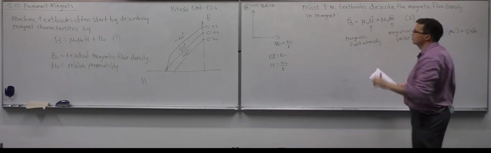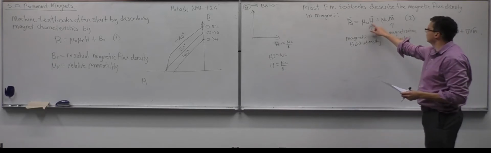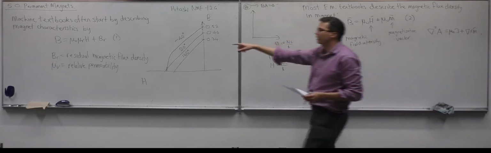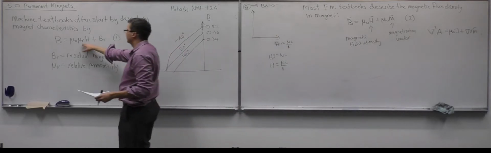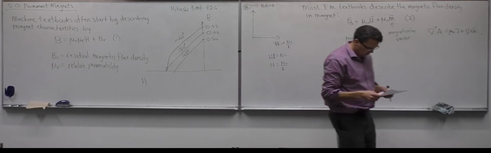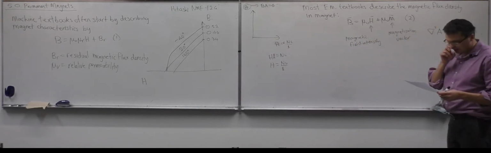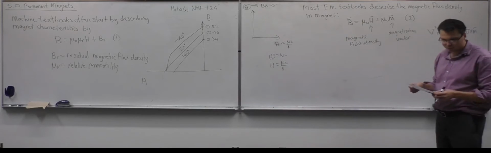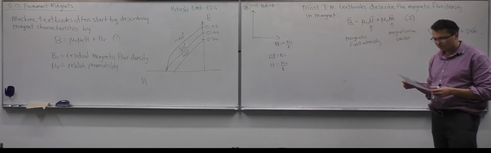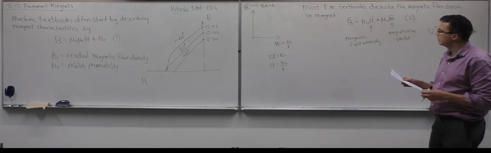If we look at 2 and 1, they do look rather different. This has an H and then a mu naught here, but then we've got a mu naught mu r H here. It's rather confusing, I think. So I wanted to spend a brief bit of time discussing how they relate, and I think it's helpful to do that using a magnetization versus field intensity plot.